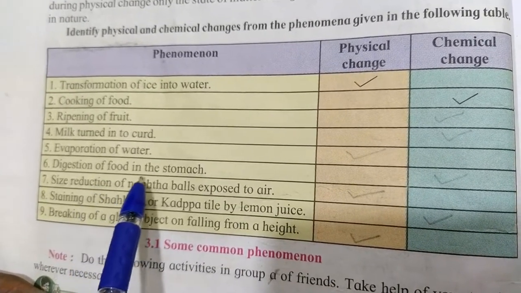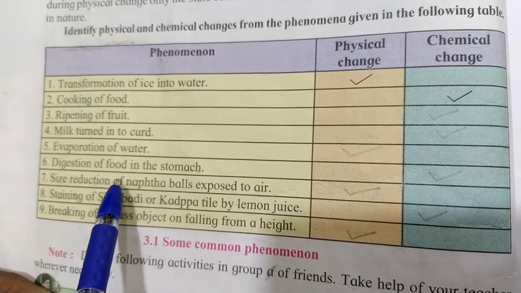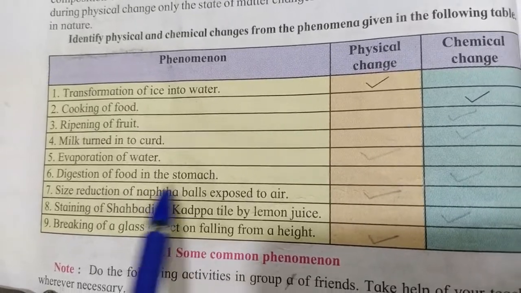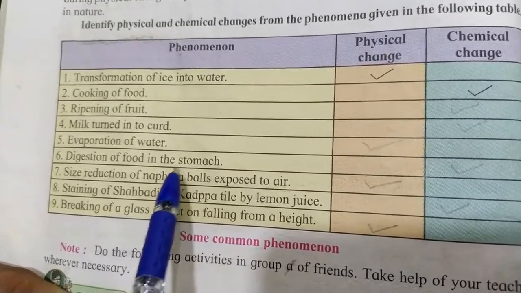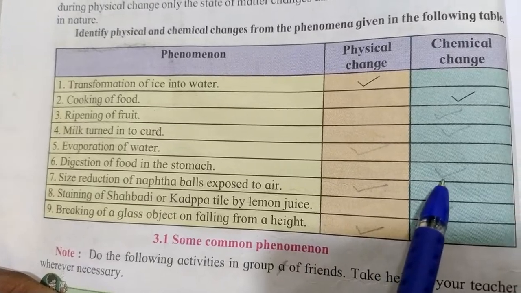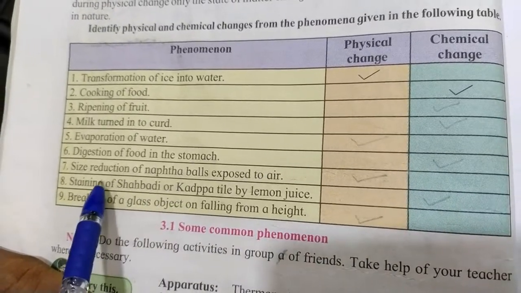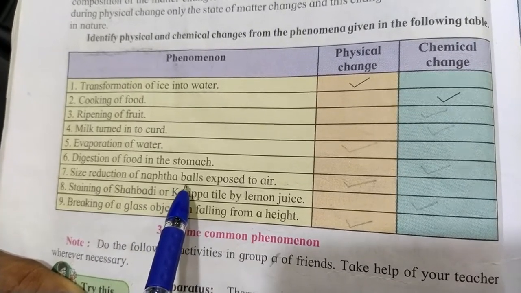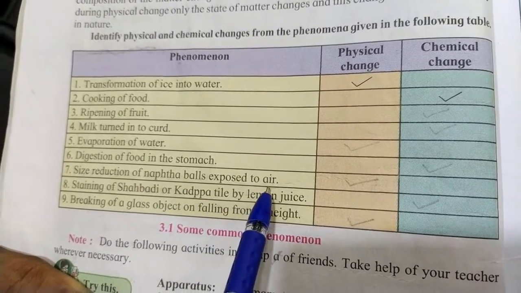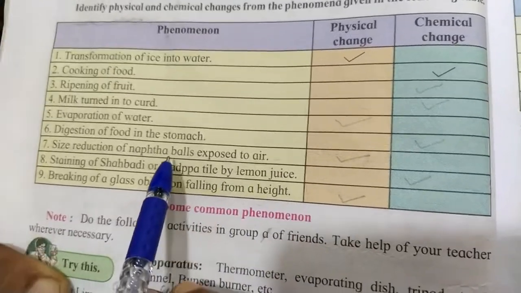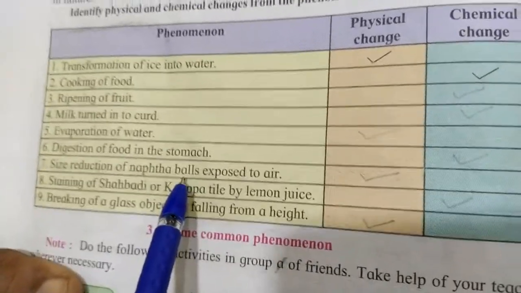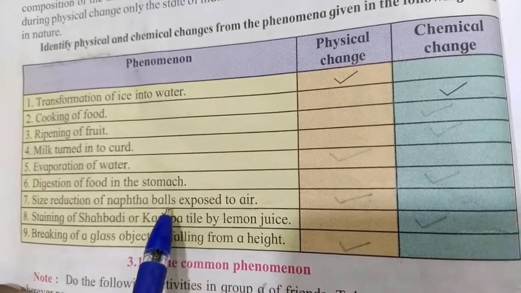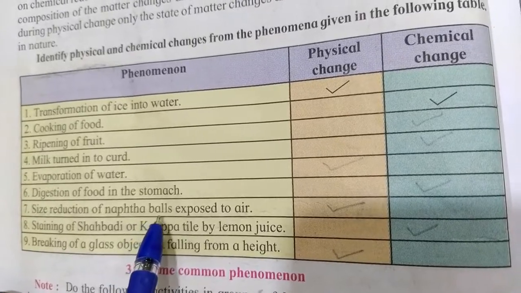Then digestion of food in the stomach. Whatever food we eat, the food gets digested with the help of some enzymes, so that is also a case of chemical change. Then size reduction of naphthalene balls exposed to air. Naphthalene balls, in Hindi called damar ki goli, as we know, are solid in nature.